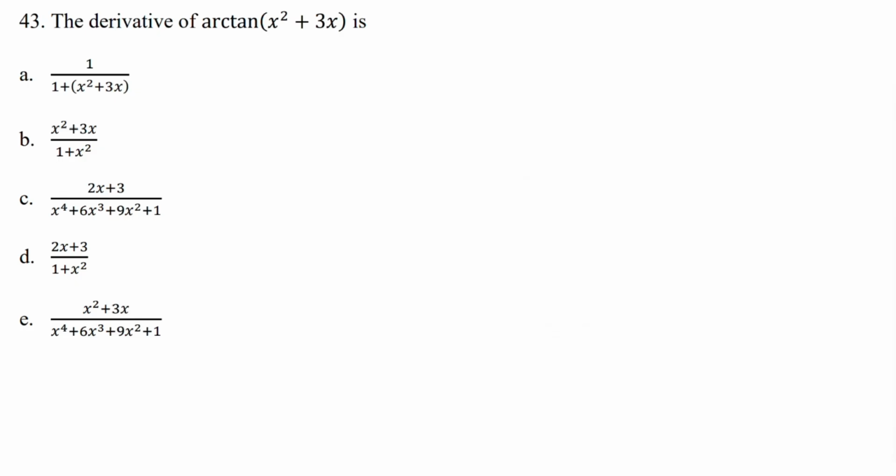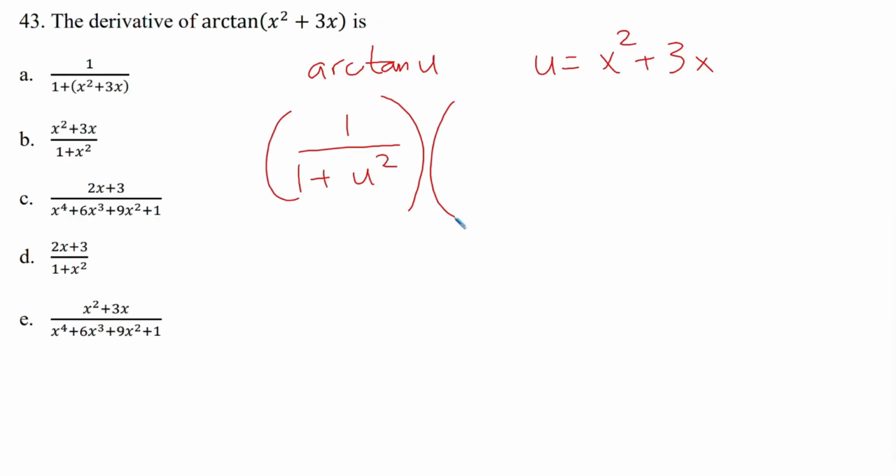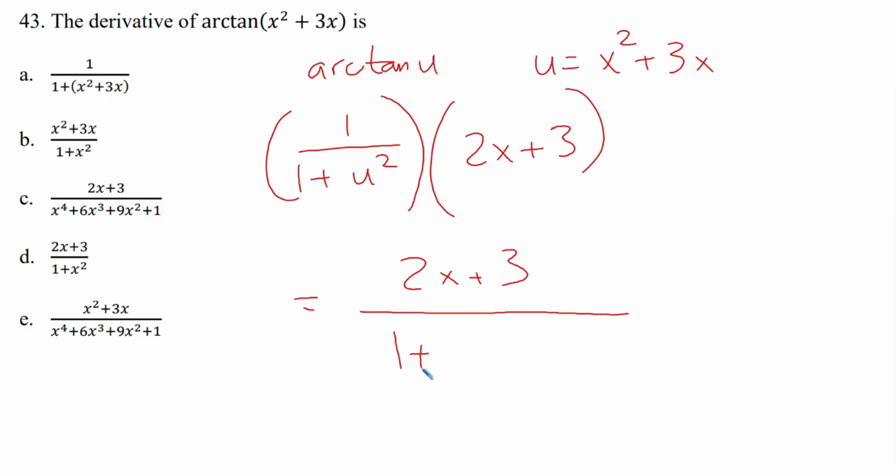For number 43, we'll need to use the rule for inverse tangent, or arctangent. So this is arctangent of u, where u is equal to x squared plus 3x. To take our derivative here, we're going to have 1 over 1 plus u squared times 2x plus 3, right? The derivative of each of those pieces. So that ends up being 2x plus 3, all divided by 1 plus x squared plus 3x, squared.